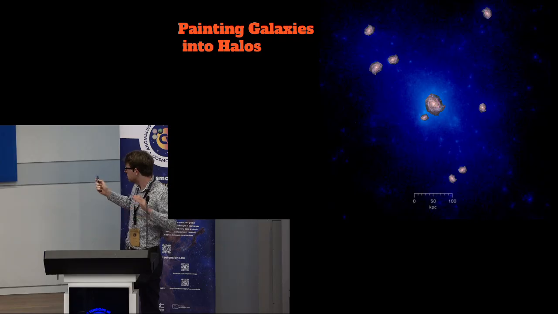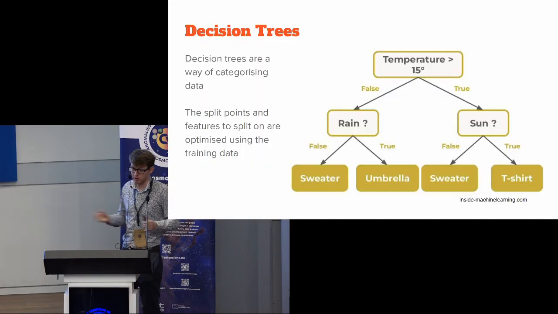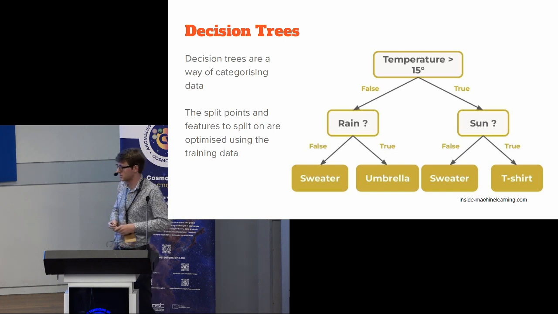So just to give a little bit of background on the machine learning techniques that I use. Here's a really easy to understand example just to set us up. If you've got a decision tree, that's just a way of categorizing data. Based on some properties, you can split in one direction or another.